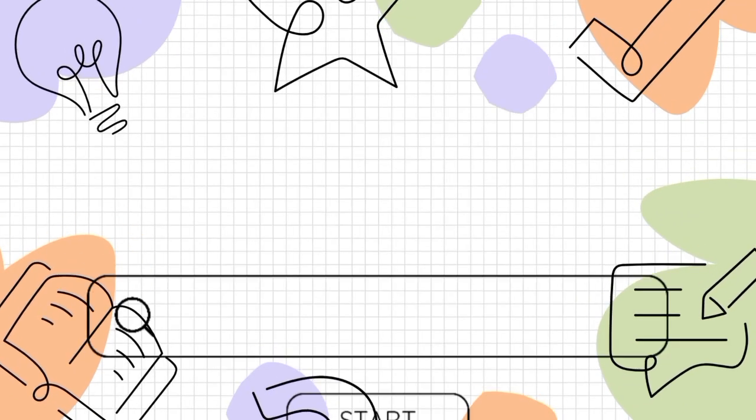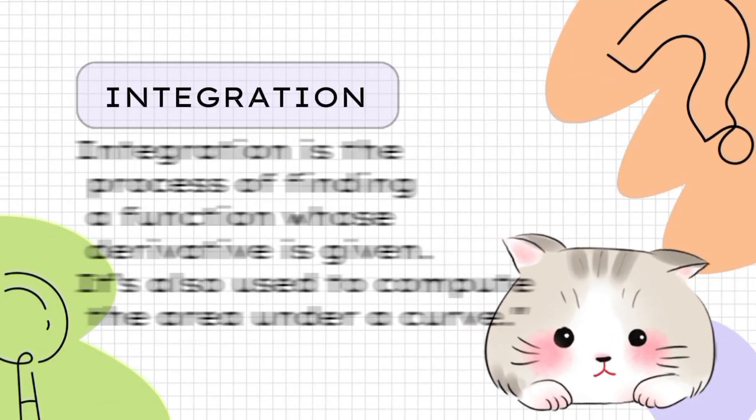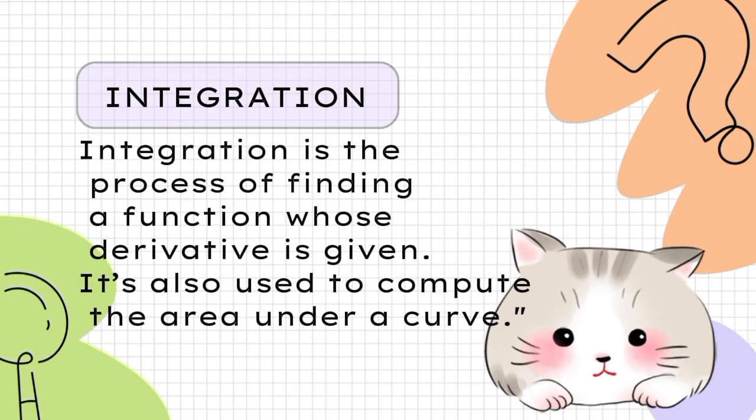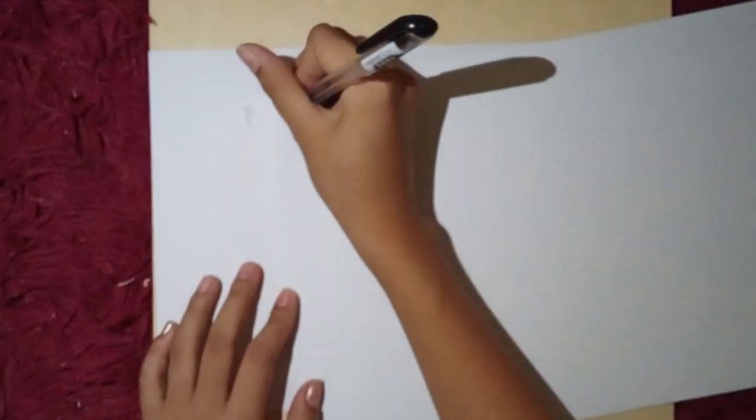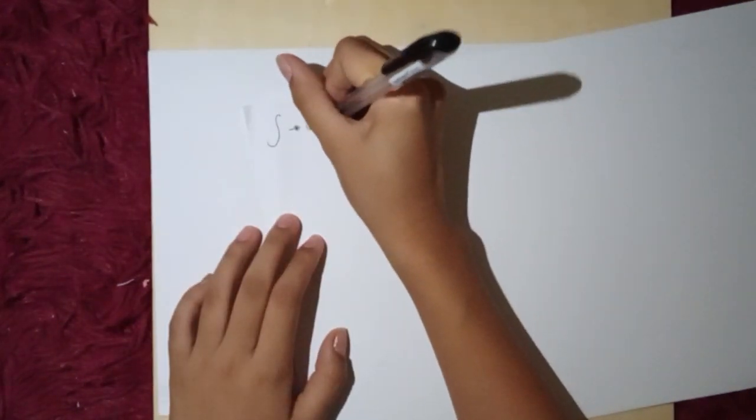So first of all, what is integration? Basically, integration is a process of finding a function whose derivative is given. It's also used to compute the area under a curve. We have a symbol of integration. We call this symbol an integral.